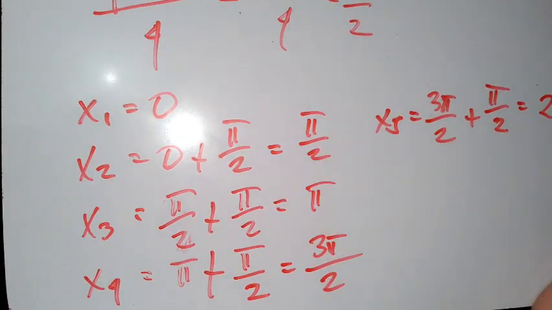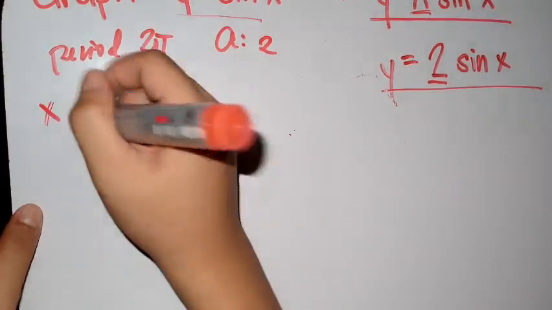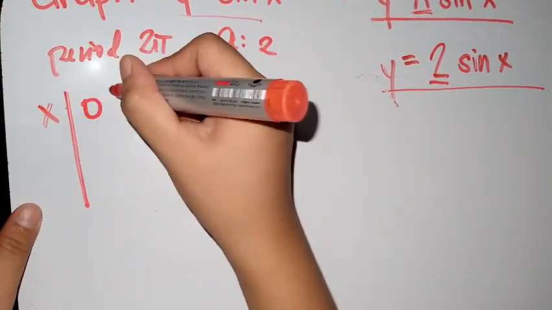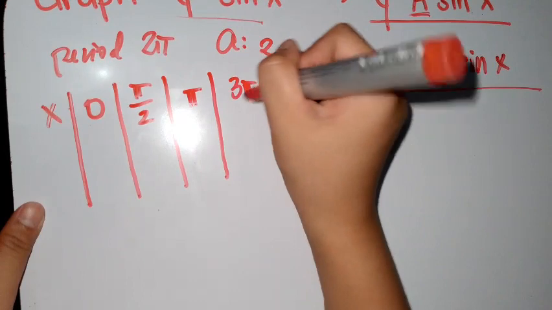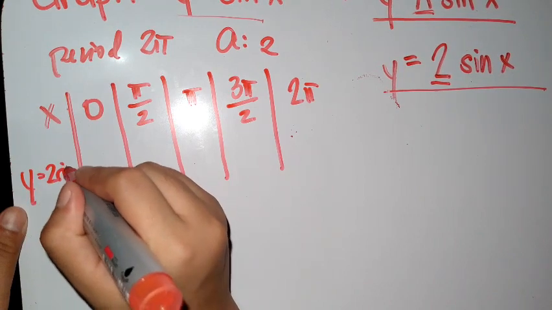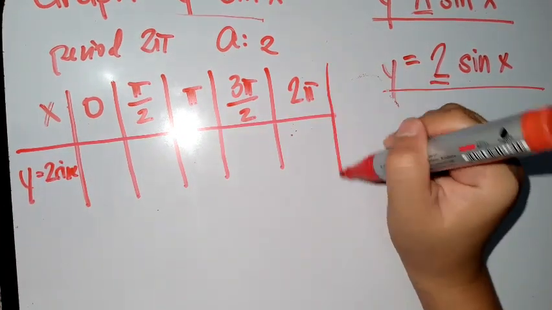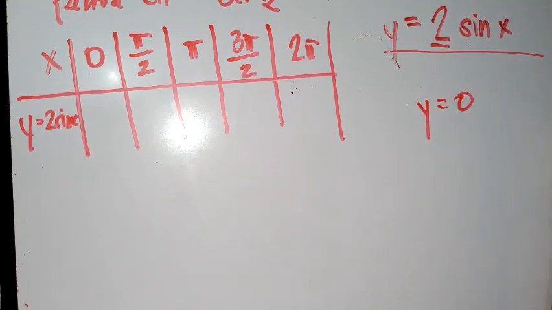So these are our 5 key points that we're going to use in graphing y = 2 sin x, with the amplitude of 2. Let's list our x values again: 0 for x sub 1, pi over 2, pi, 3 pi over 2, and 2 pi. Now we're going to find the y values. If you remember, in the original form y = sin x, the y values are 0, 1, 0, negative 1, and 0.